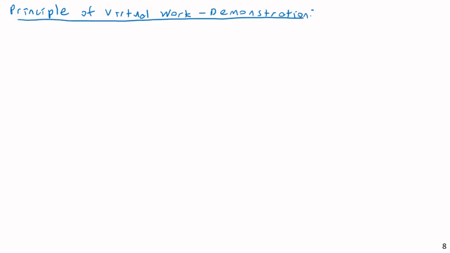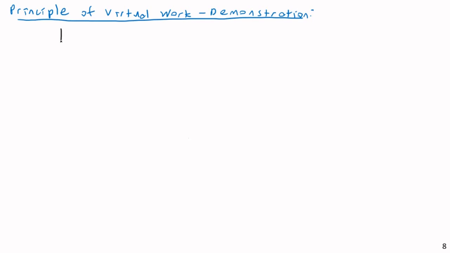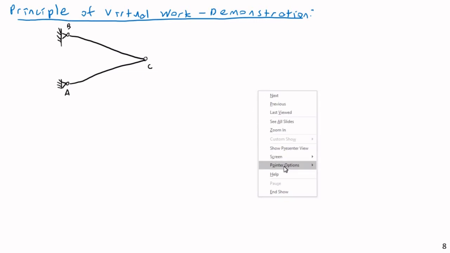So let us consider a very simple frame. This frame would be a truss, but that's fine. It's going to have two pins here and here. Then I'm going to call this point A, point B, and point C over here. All pin joints connected by straight members, or as straight as I can manage to draw.